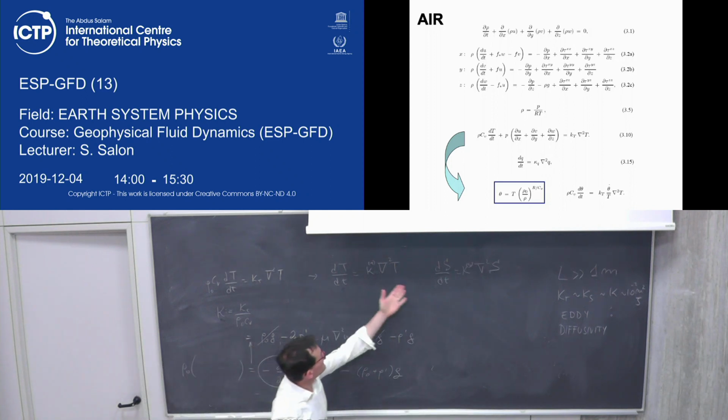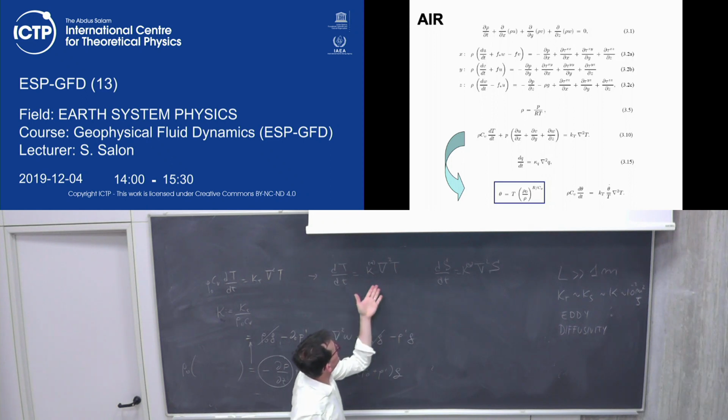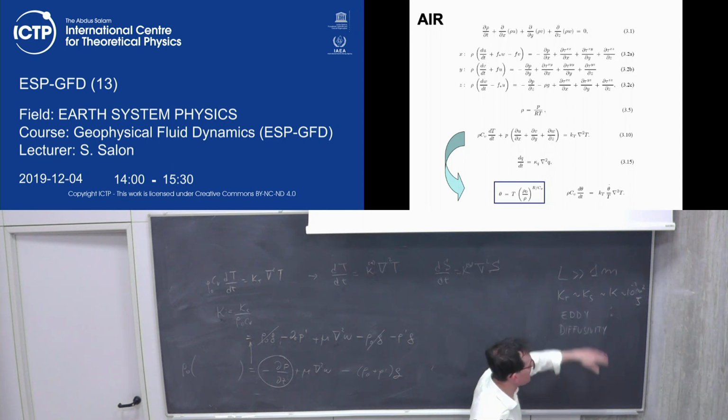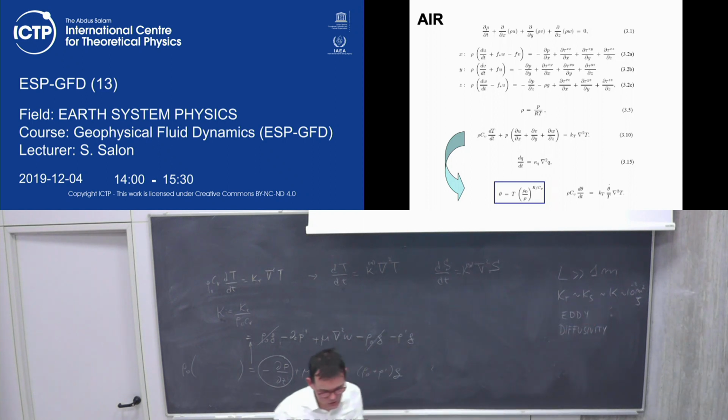But in first approximation, these are related to the molecular diffusion, and in GFD we don't care about that. We are interested in very large phenomena. So KT and KS usually are different at the molecular level. If you take one parcel of seawater, you will find that the saline diffusion is much slower than the thermal diffusion. And this is a phenomenon called double diffusion.